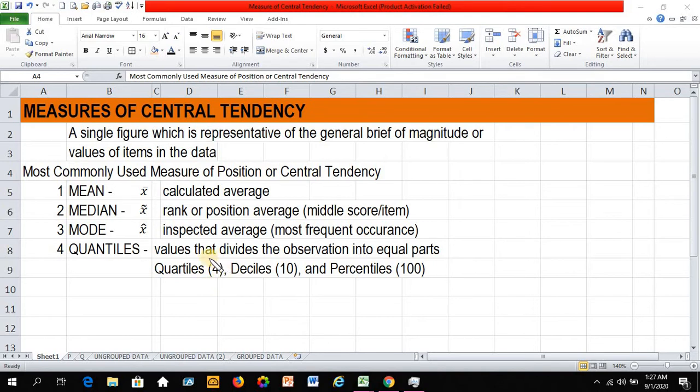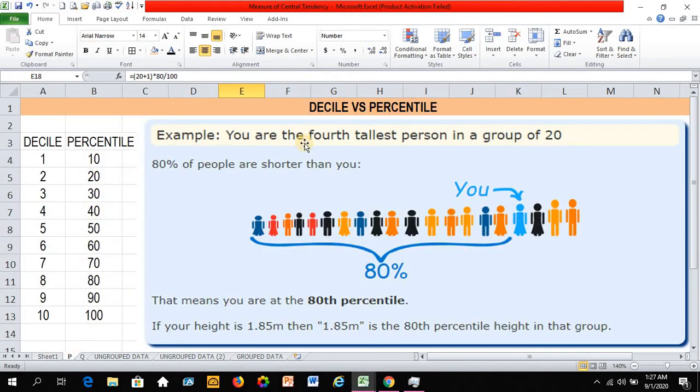So kapag nahati siya into 4, we call it quartiles. Pag nahati yung observation into 10 equal parts, this is called deciles. At pag nahati naman into 100, this is percentiles. Let me show you an example. Let's start with decile versus percentile. Meron silang pagkapareho. Decile 1, ito ay parehas sa percentile 10. Pag decile 2, ito ay parehas sa percentile 20. Hinati ko ng 10, hinati ko rin ng 10 yung percentile. So, parehas lang sila.